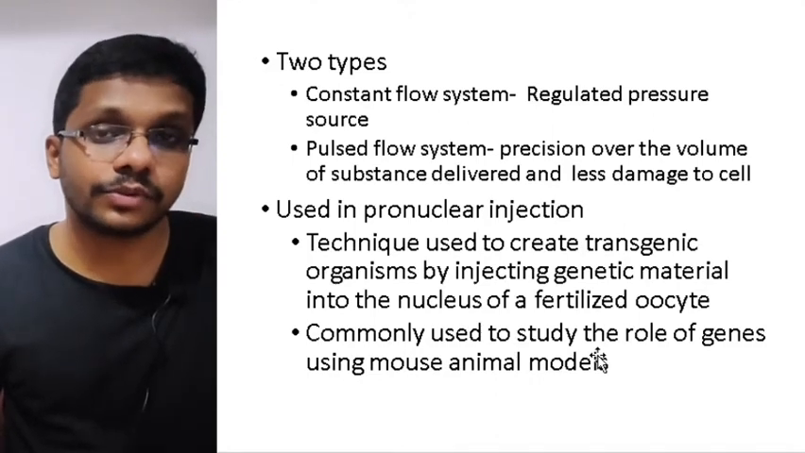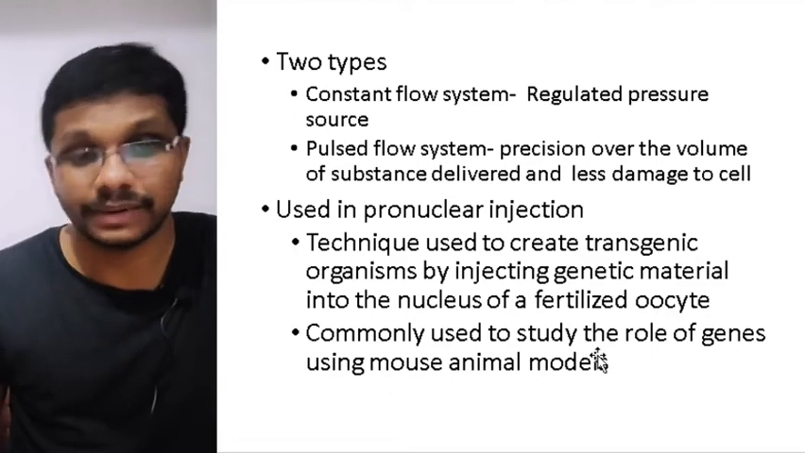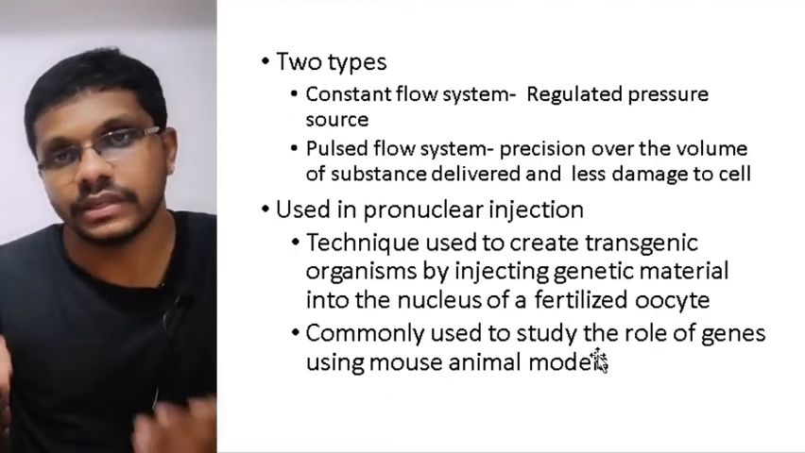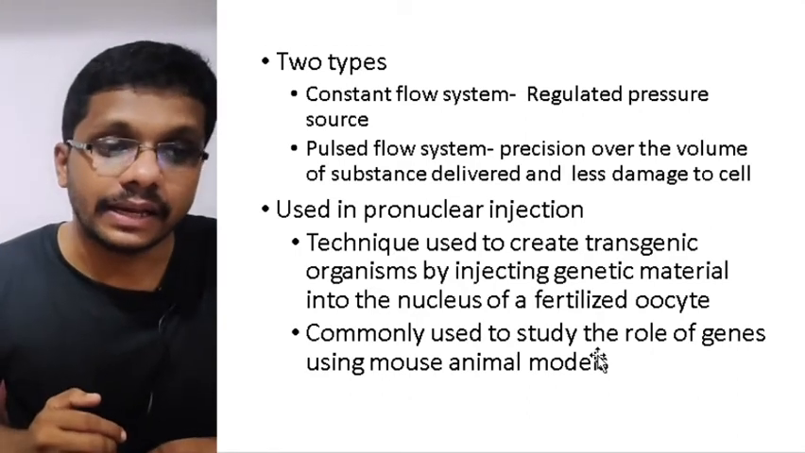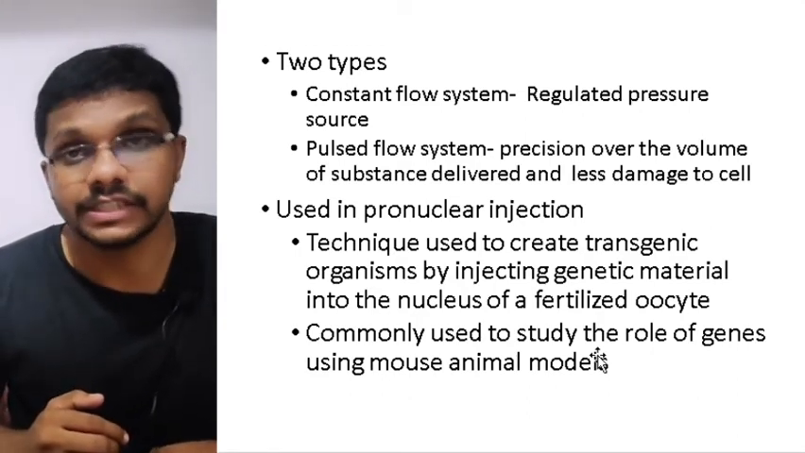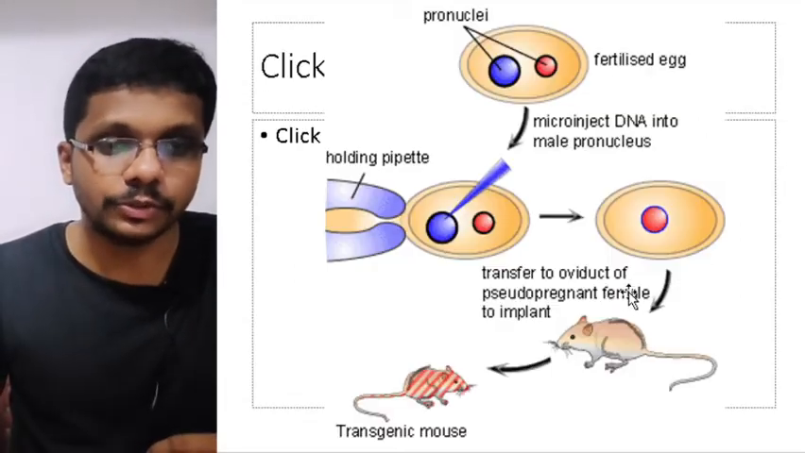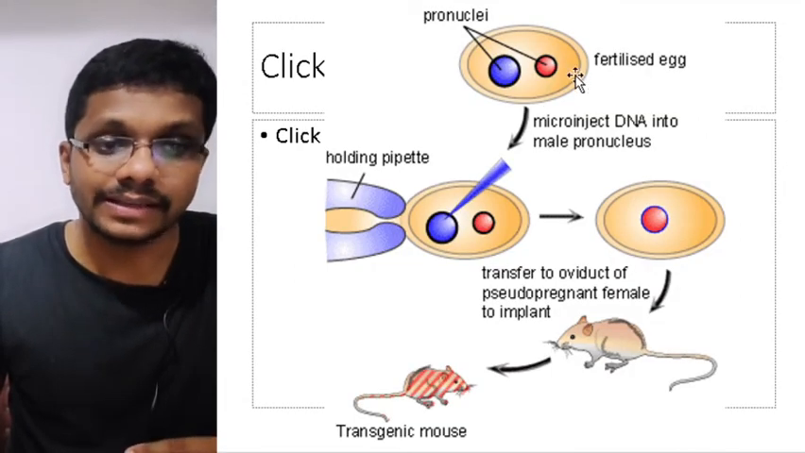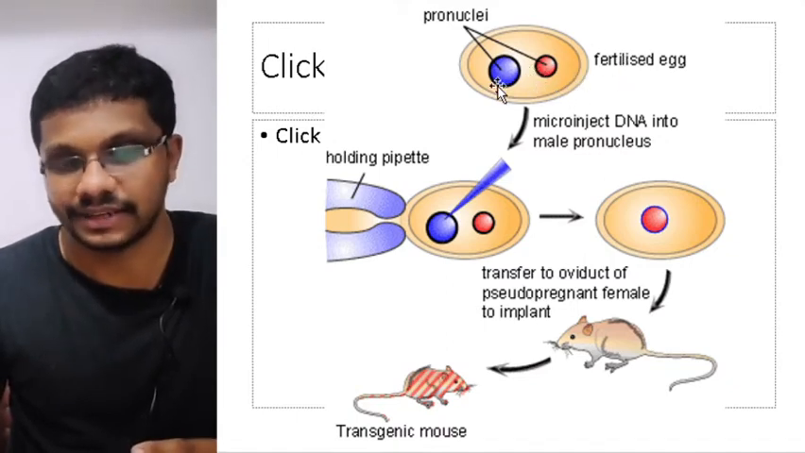There are two different types of microinjection. One is constant flow, where the flow rate is constant. The other is pulse flow, where the flow rate and injection speed can be manipulated. It is used in pronuclear injection, which is used for making transgenic animals. In pronuclear injection, this is an egg cell immediately after fertilization. The sperm has come and fertilized.